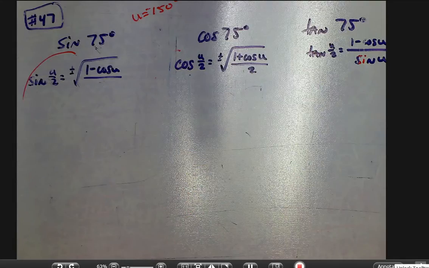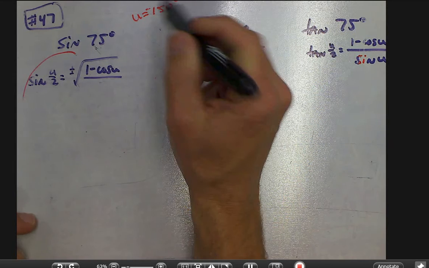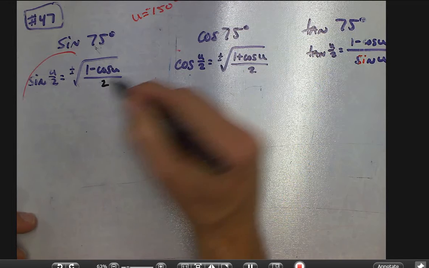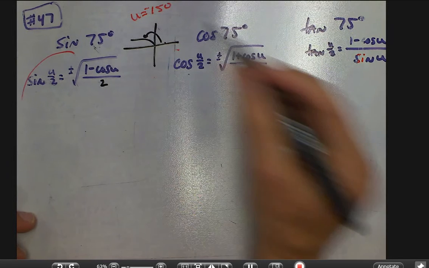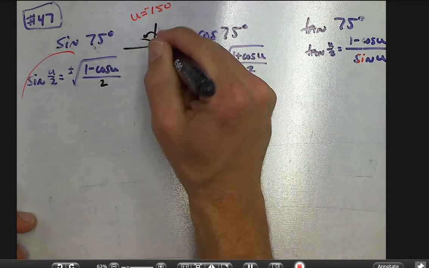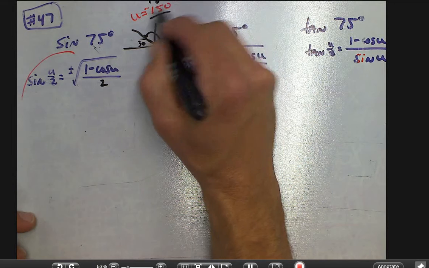Alright, this is how we're going to do number 47. We already determined that u was 150 degrees because we took 75 times 2. Let's go ahead and find the reference angle here. If the angle 150 degrees is right there, the reference angle will be 30. So it's 180 minus 150 to get 30.